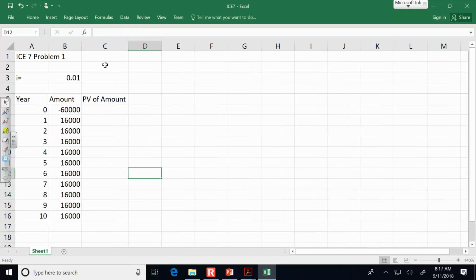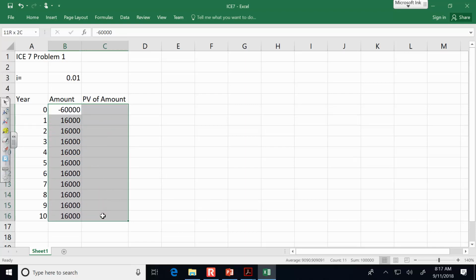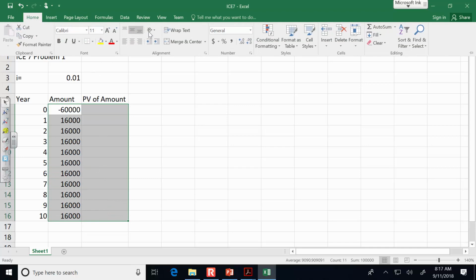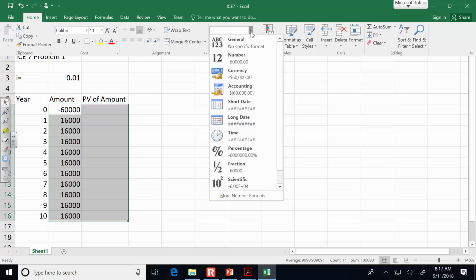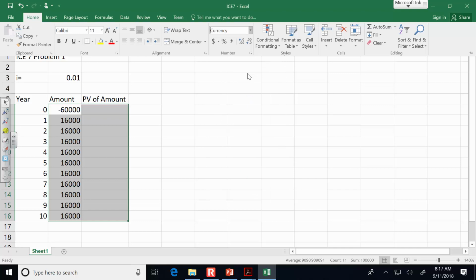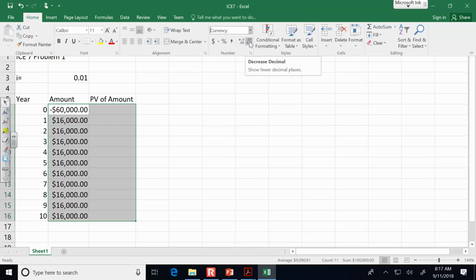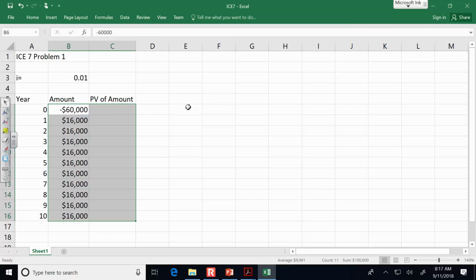Okay, let's format this so that it's showing up as currency. So highlight the amount column, and where it says PV of amount, highlight it and then, instead of general, let's say currency, and then decrease the decimal, because I don't need to see those pennies. That's just useless information. So I'll decrease it so it only shows the whole amounts. That's an optional step, but I think it looks a little bit better when it has the dollar signs there.